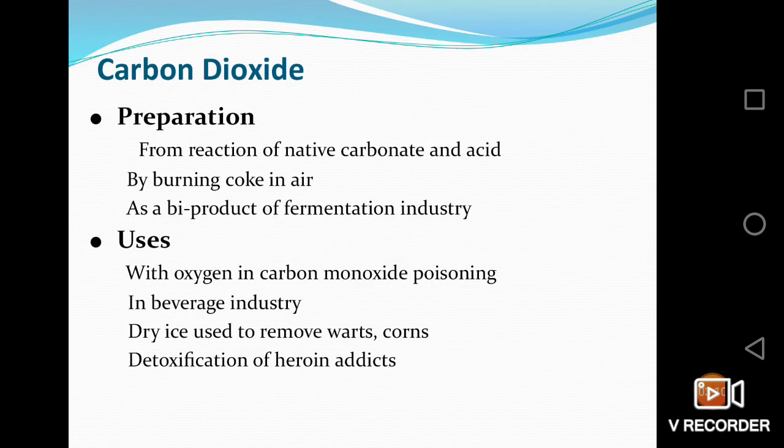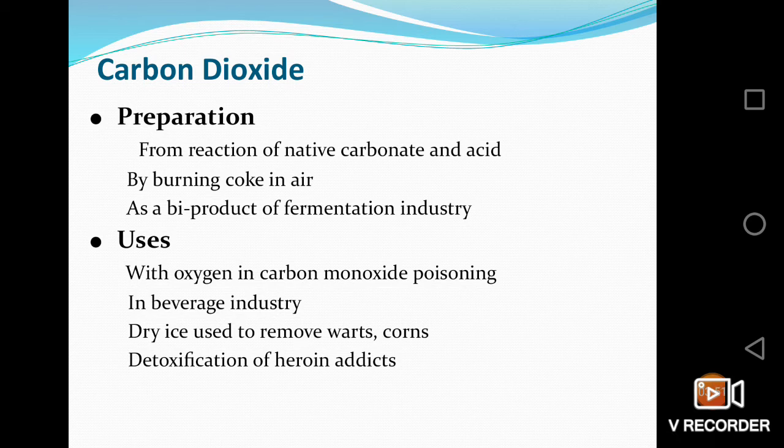When we go for carbon dioxide, it can be prepared by basically three methods: by the reaction between native carbonate and acid, by burning coke in air, or as a byproduct of the fermentation industry. When we talk about the reaction between native carbonate and acid, carbonates like calcium carbonate and magnesium carbonate, when they react with an acid like HCl, release carbon dioxide that can be collected for further use.